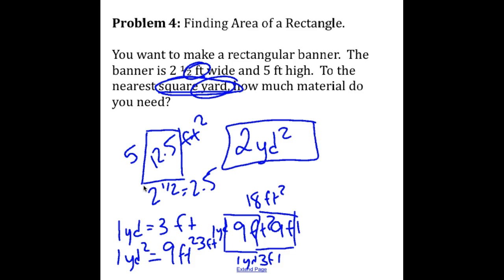We didn't actually round in this problem to the nearest number because it was a context problem, because if we only had 1 yard squared of material, we actually couldn't make our banner. So we had to round up. That's why we did that.